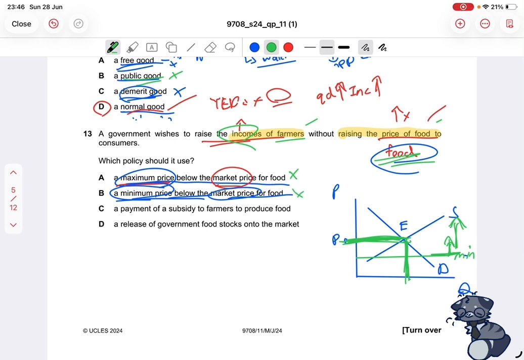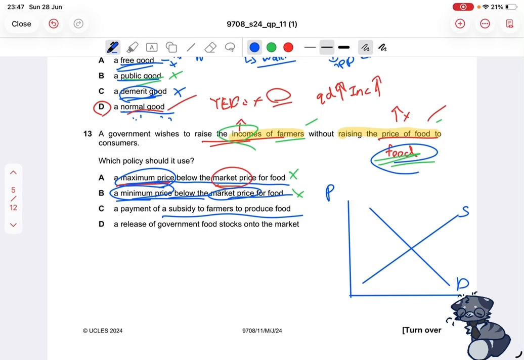So the third option says a payment of a subsidy to farmers to produce food. I have to draw a new diagram, hold on. Right, here is a brand new diagram for food again, and it says that there is a payment of a subsidy to farmers to produce food. So what is a subsidy? A subsidy is a grant usually given by the government to producers to reduce their cost of production.